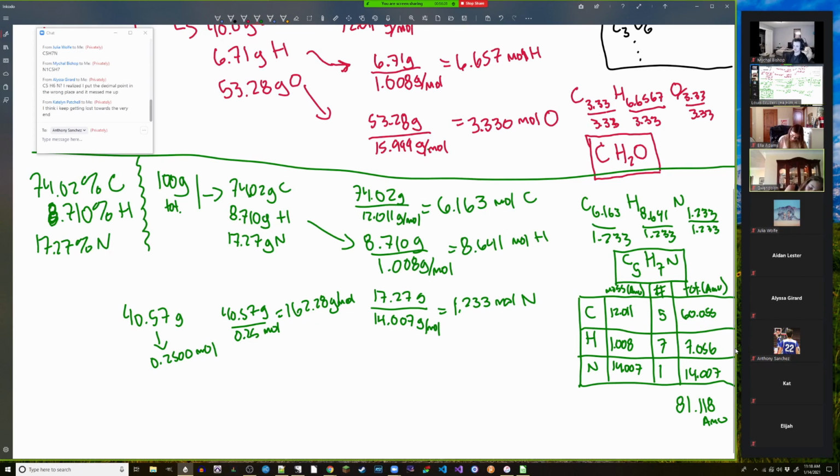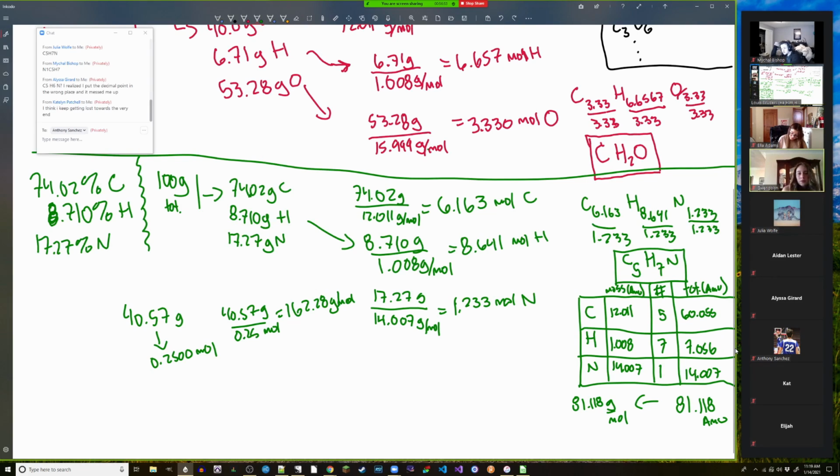So 1 molecule of this substance, of this formula anyway, would have a mass of 81.118 AMU. A mole of this substance would have a mass of 81.118 grams. So this substance is 81.118 grams per mole, which we'll note is different than this guy over here.